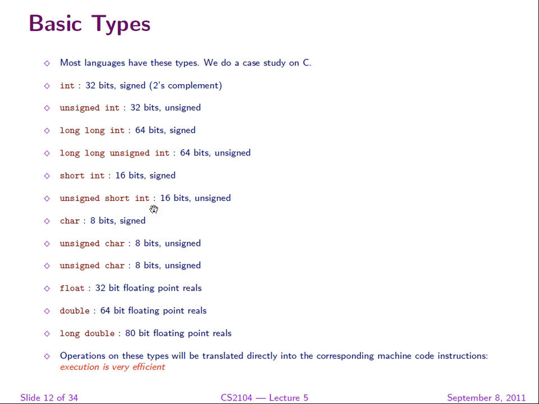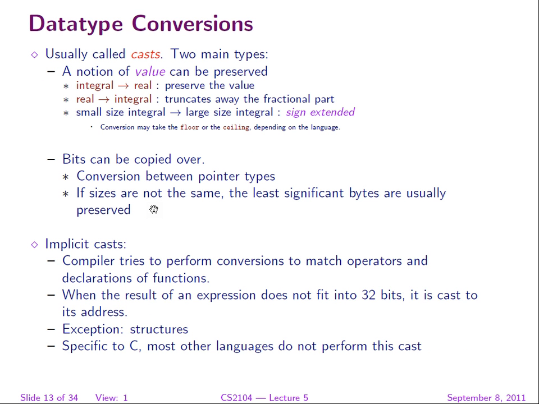This is a list of basic types. You've seen it before, right? They're important because all operations are fast, so we want to be able to master these operations, but I'm not going to go through them again. We have data type conversions, right? And the interesting case study here is C. These data type conversions are called casts. And how do we perform these data type conversions?